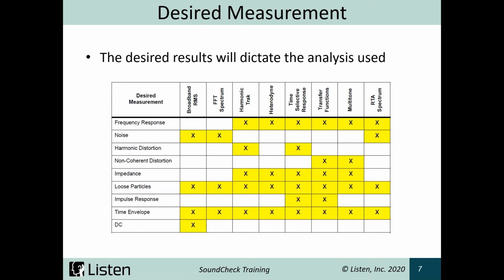For example, if I know that I need frequency response, non-coherent distortion, and impulse response, then I shouldn't spend a lot of time setting up a sequence using harmonic track as my analysis algorithm, because I know the only thing that can meet those three needs would be transfer function. So I could change how I'm developing my test to work around the analysis type, because I know that analysis type is actually giving me the data I want.